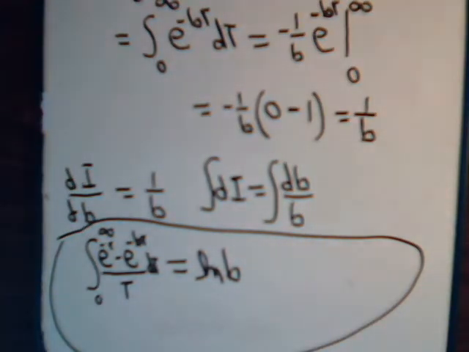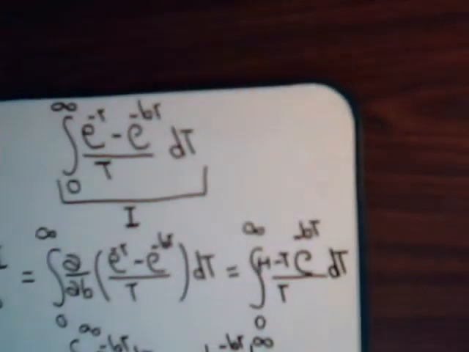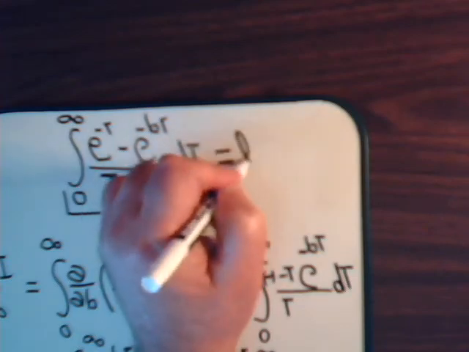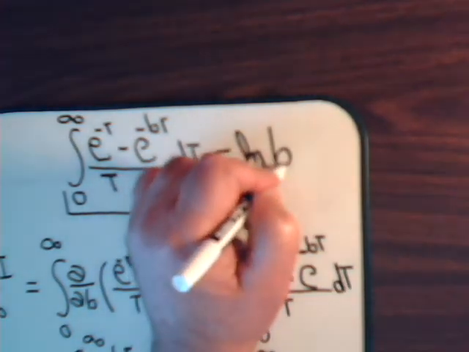So what we have then, let's just go to the top of the page. Our original integral, what we called I, equals this. So we go back, this equals the natural log of b.